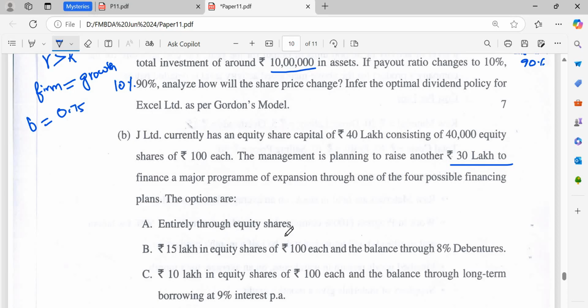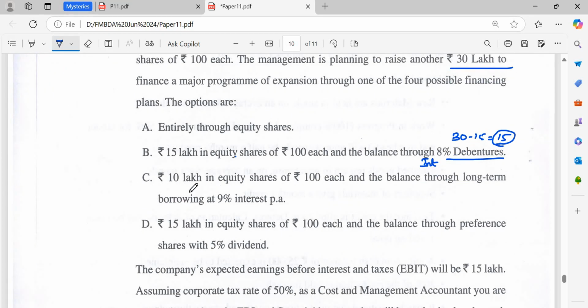So we have four plans. A, entirely through equity shares. So in this case, we are not going to raise any loans. There is no loans at all, right? So entire 30 lakhs I'm going to raise through equity shares. B, 15 lakhs in equity shares of 100 each and the balance to 8% debentures. So I require 30 lakhs. Out of this, 15 lakhs is in equity shares. So remaining 30 minus 15, 15 lakhs to debentures, that is 8%. That means for this 15 lakhs, I'm going to pay 8% interest, right?